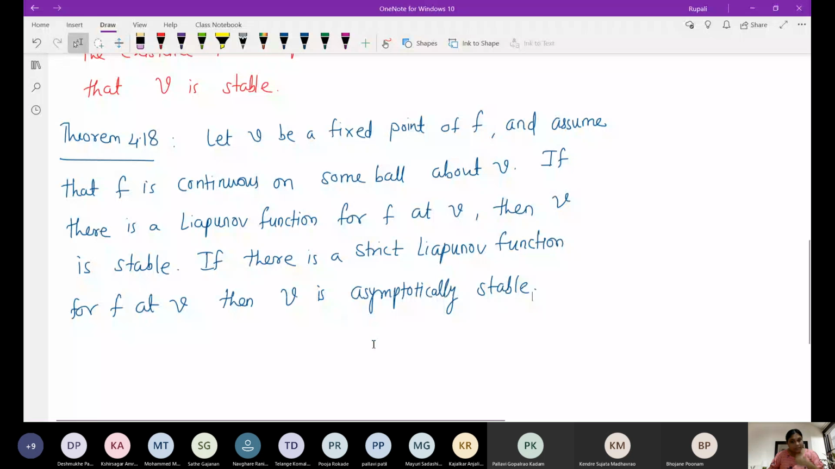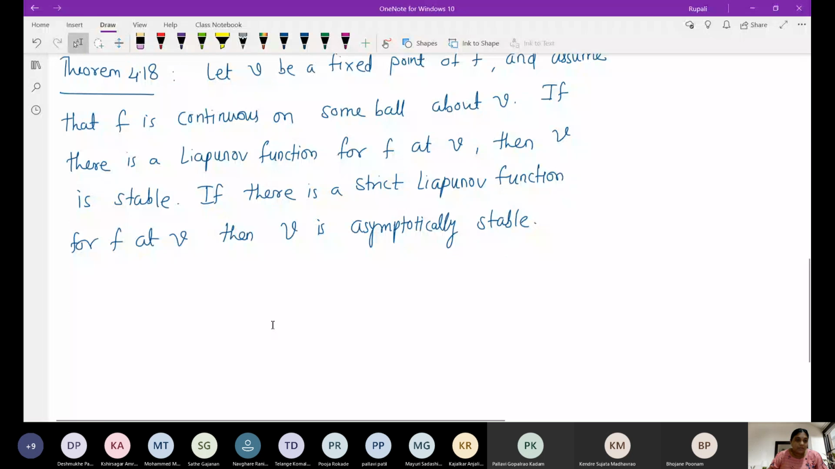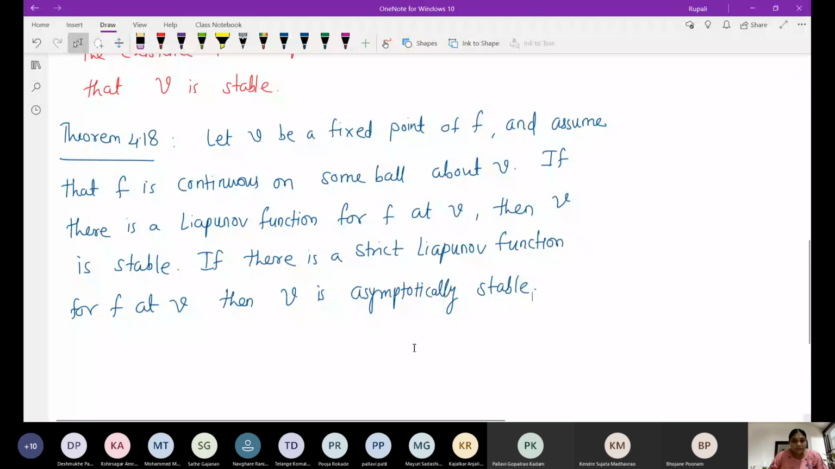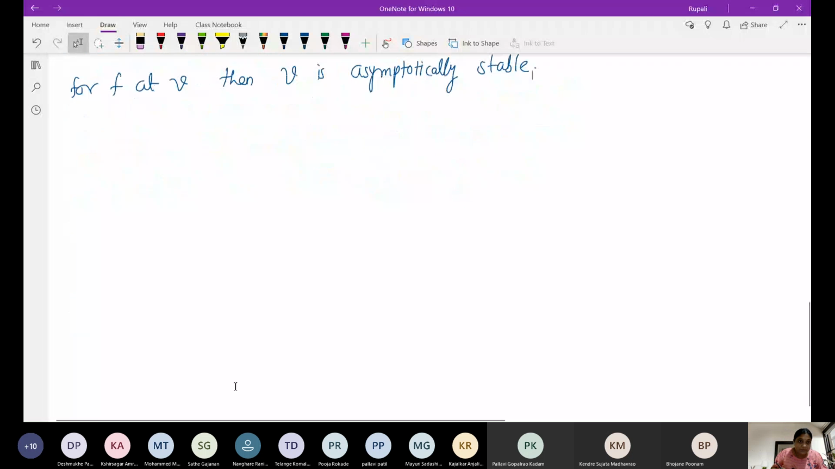Okay, so this theorem we will state without proof, because its proof is more analytical and it is a big theorem, so we will skip the proof of this theorem. We will just use this theorem to check the stability, and we will use the statement of this theorem and corollary as well. So after this theorem we will have one corollary of this theorem that will also be useful.